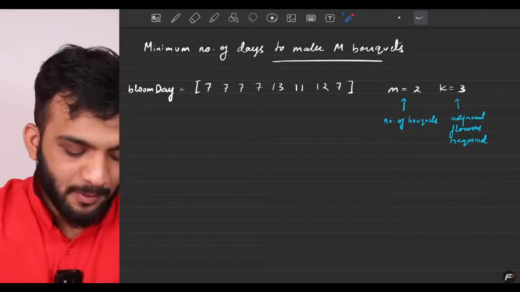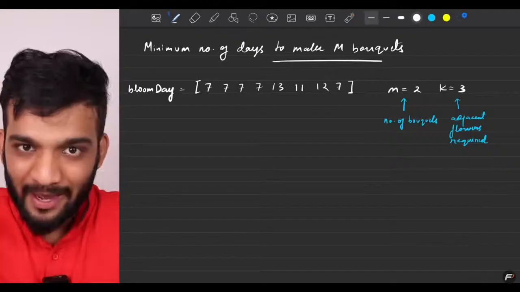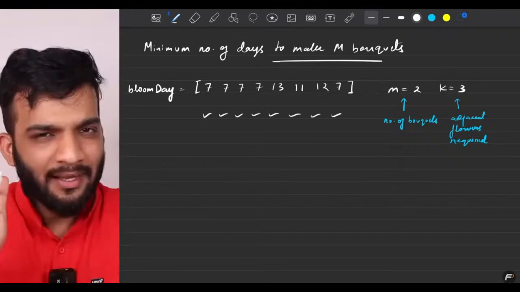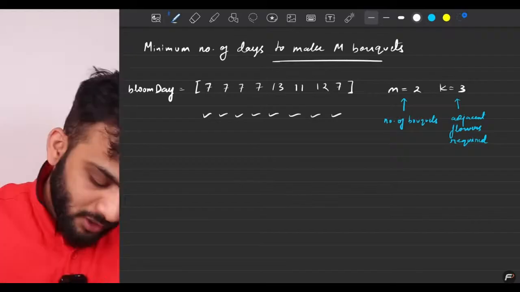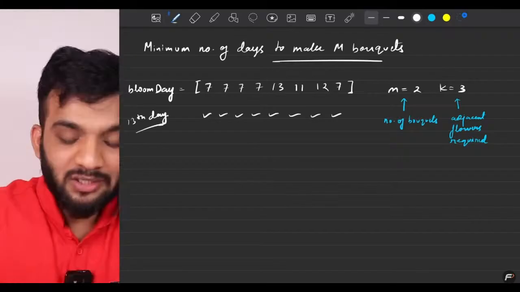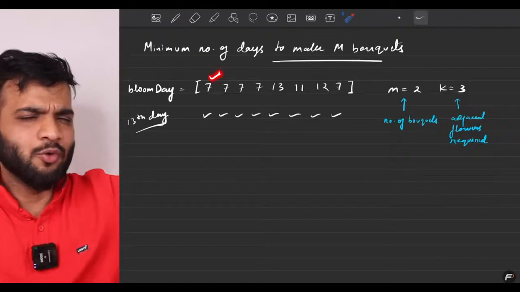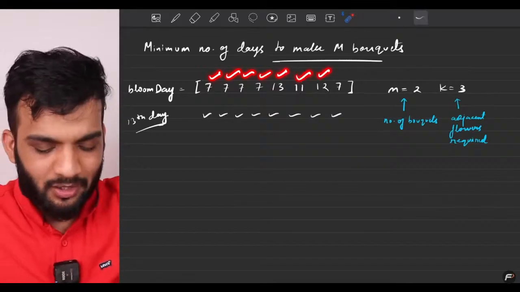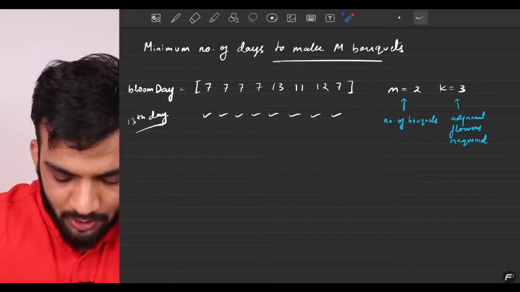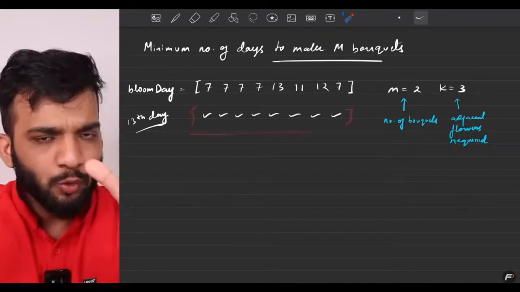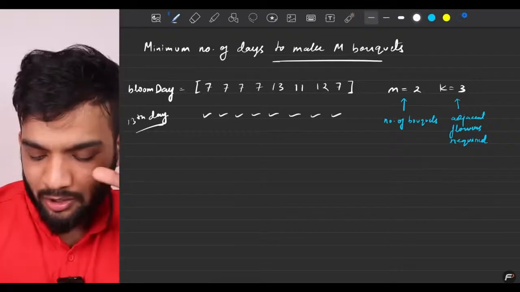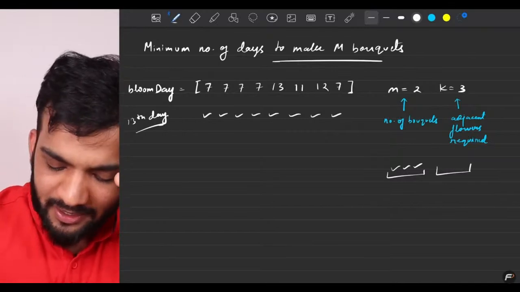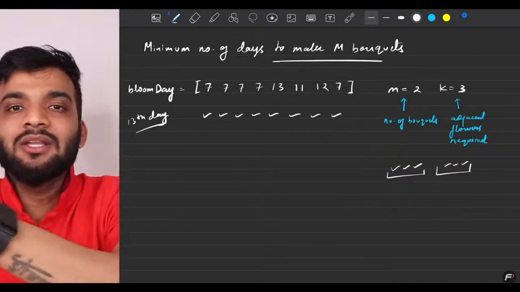Let's understand the problem statement in depth. Now imagine all the flowers are bloomed, and that will only be possible if you are on the 13th day. If you are on the 13th day, this would have already bloomed on the 7th. This one will be blooming on the 13th. So all of these flowers will be bloomed on the 13th day. What do you need to make? You need to make 2 bouquets of 3 flowers. So you have to take 3 flowers, that will make 1, and you have to again take 3 flowers, that will make another bouquet.